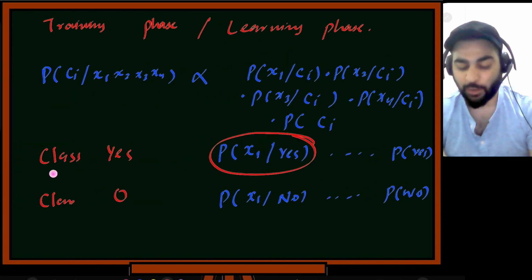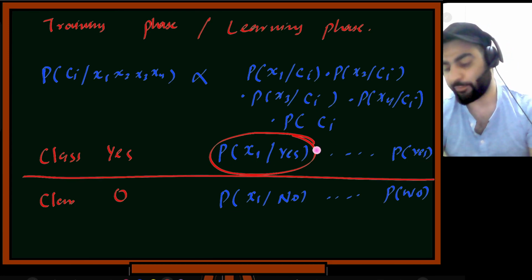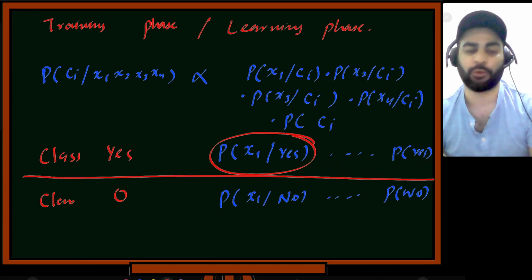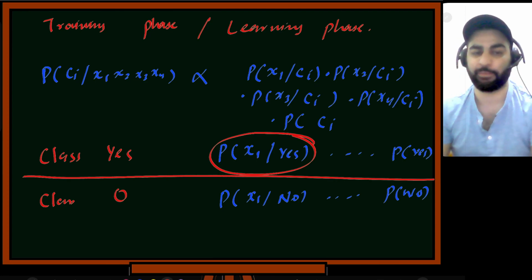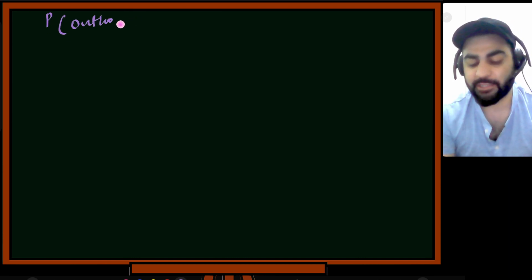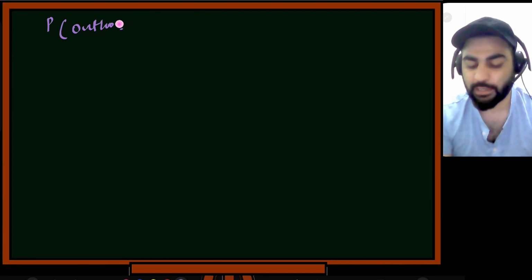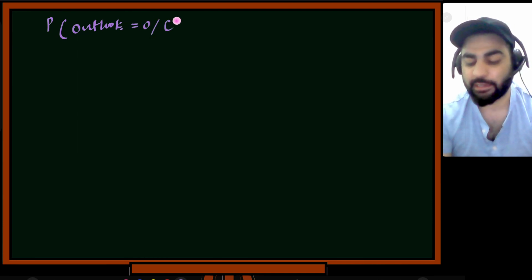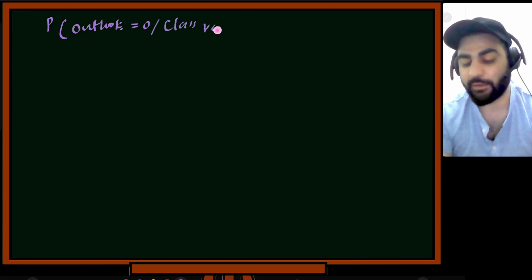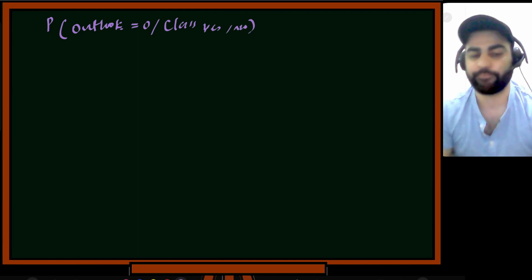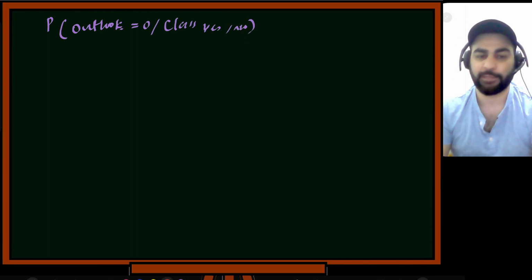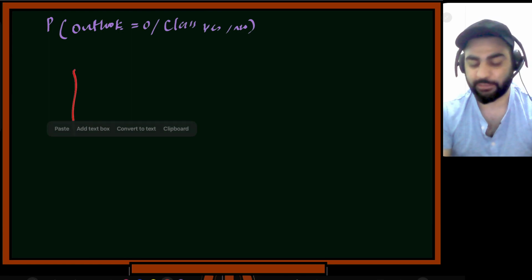Then we'll see, out of these two classes, we'll compute this probability and it will get some value, and we'll compute the other probability. Now let's make these tables. See how I make tables. Now I'll compute the probability of outlook takes value O given classes yes or no. So I'll make the whole table. How will this table look like? This table will be something like this.